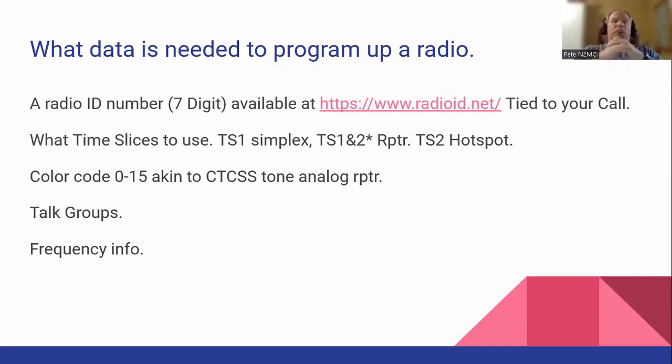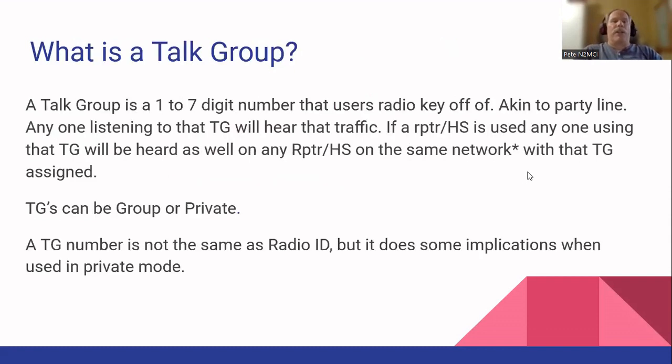When you're programming up, you need to know talk groups and the frequency info, which is very common when you do any kind of repeater. So that should be pretty straightforward. So what is a talk group? A talk group is a 1 to 7 digit number that users key their radio off of, akin to a party line. So a lot of guys use Minutes of Value, which is 3136.8.